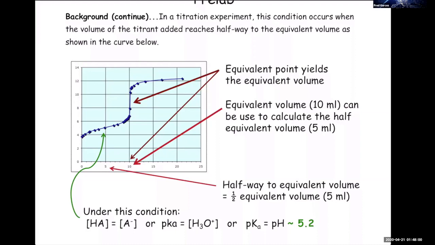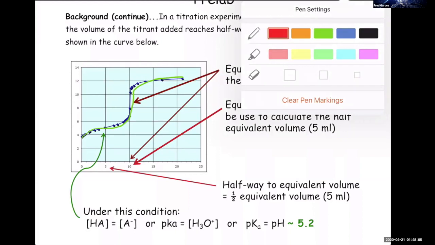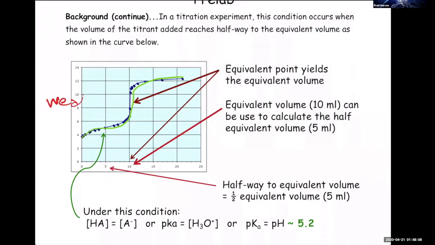You will get a titration curve because you're titrating a weak acid with sodium hydroxide. The titration curve that you're going to generate is like this. The important information that you want is the equivalent volume and halfway to the equivalent volume. The equivalent volume right here is going to tell you the molar mass of your unknown.